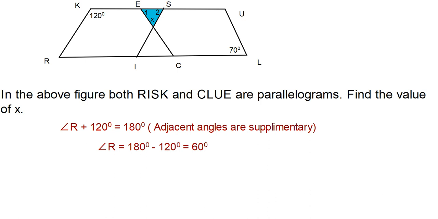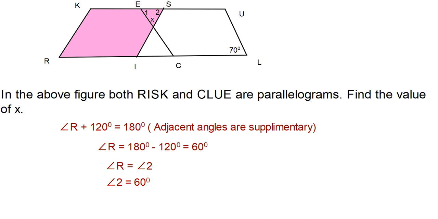Now you consider parallelogram RISK. Angle R you know is equal to 60 degrees. So angle R and angle S, that is angle KSI, are equal. So here angle 2 you can write as 60 degrees. You have to write the reason as opposite angles are equal. So angle 2 you will get as 60 degrees.